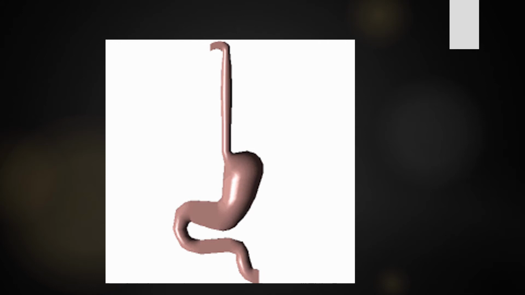In the picture also we can see how it is positioned. First this part was anterior, now it becomes the right surface, and this part was previously posterior, now it becomes the left margin, the left surface. This is what happens during the rotation.